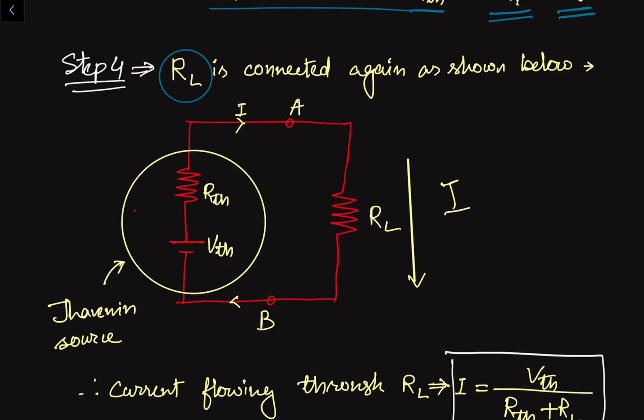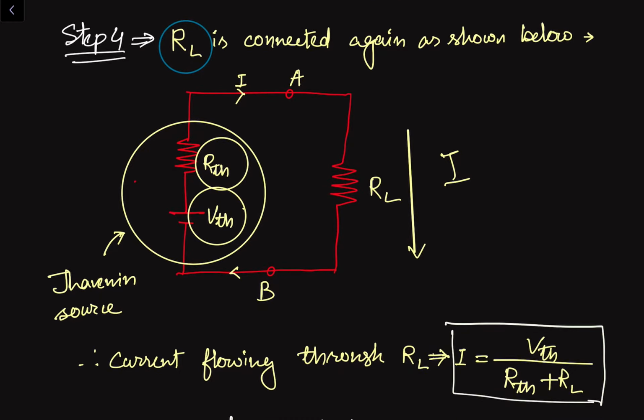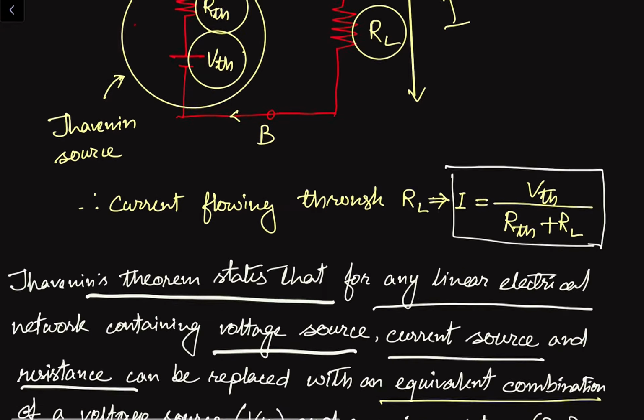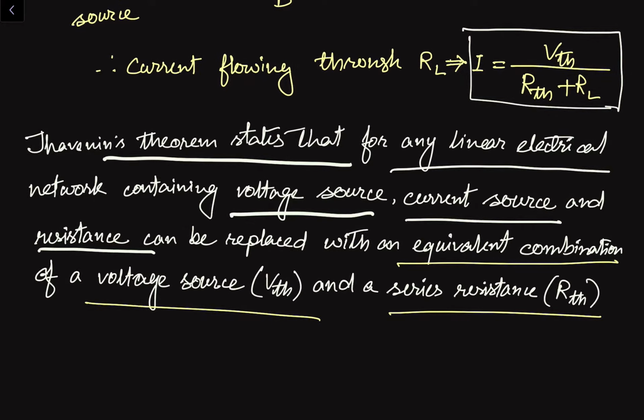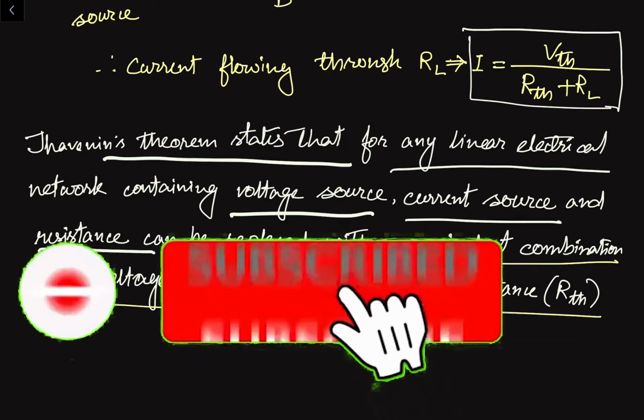So we have simplified the network to obtain this. RTH is the Thevenin resistance and VTH is the Thevenin voltage, and we have connected the load resistance in series with them. According to Thevenin's theorem, we can replace all the resistances and voltage sources with an equivalent voltage source, the Thevenin voltage, and an equivalent resistance, the Thevenin resistance. So Thevenin's theorem helps us to simplify an electrical network.